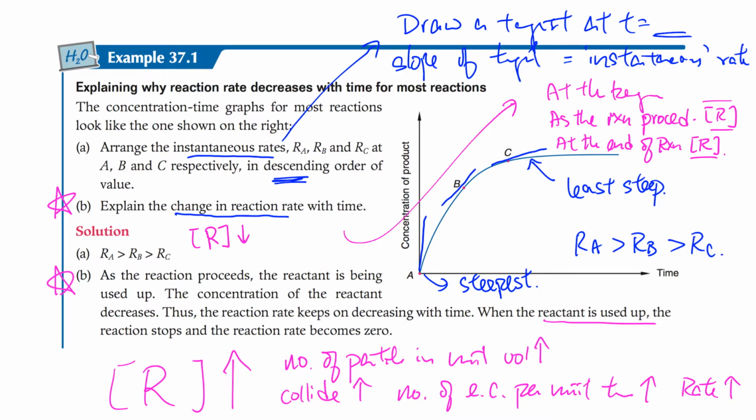So if you mention all these changes in the concentration of reactants, then you can relate that to the rate. As the reaction proceeds, the reactant is being used up, so the concentration decreases in the process. And at the end, the reactant is used up, so therefore the reaction stops and the rate becomes zero. So this is a typical question that we may come across in the public exam.